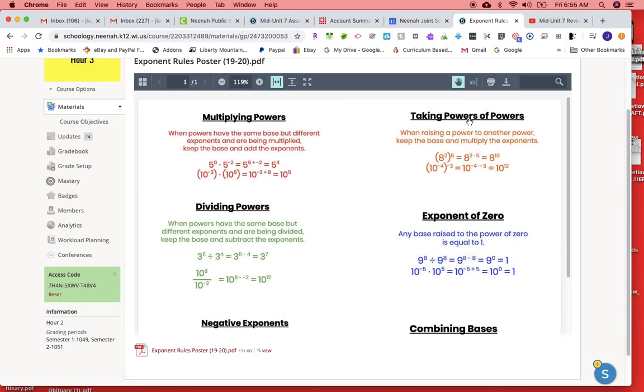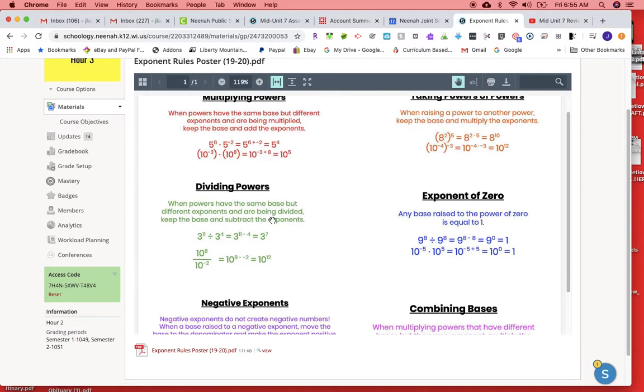So they talk about powers to powers. That's when you're multiplying your two exponents and keeping the base. So keep the base of 8. 2 times 5 is 10. When we're dividing powers, we keep the base again, but then we subtract our exponents. So in this case, it's going to be 8 minus a negative 2.